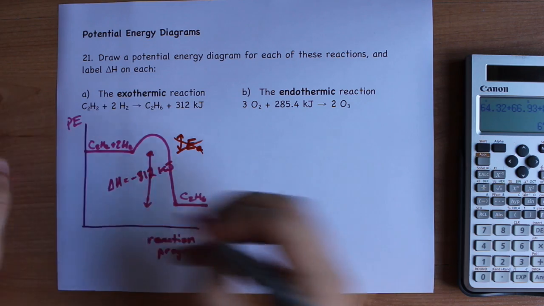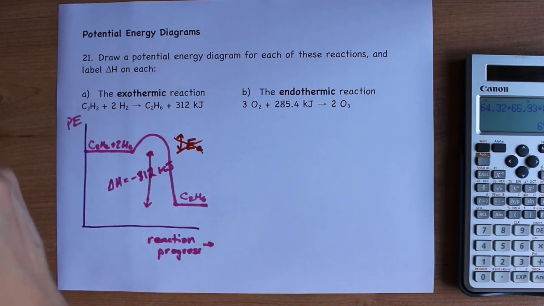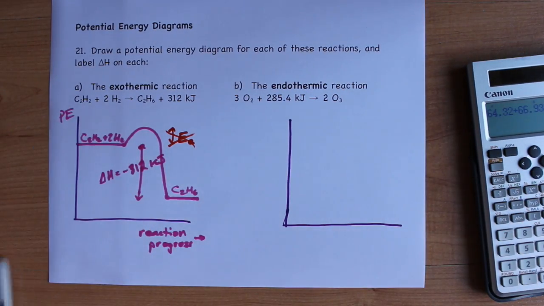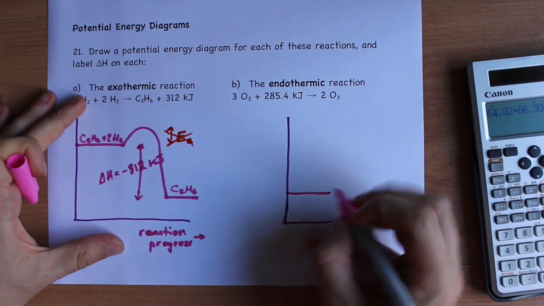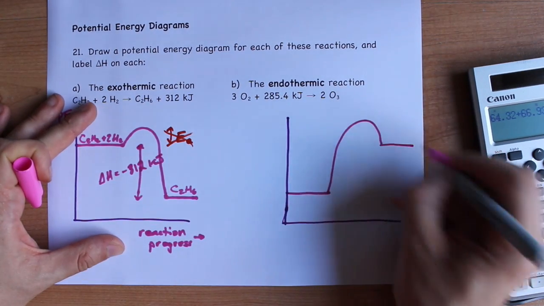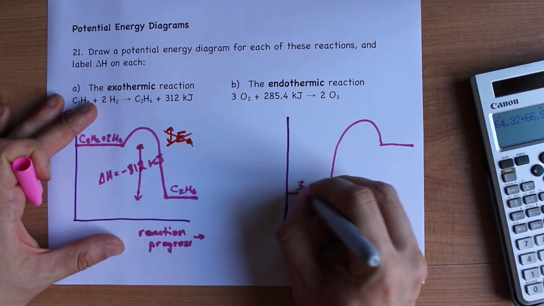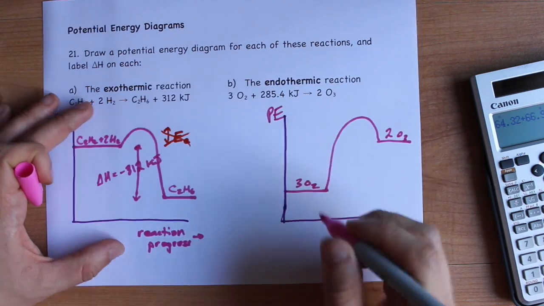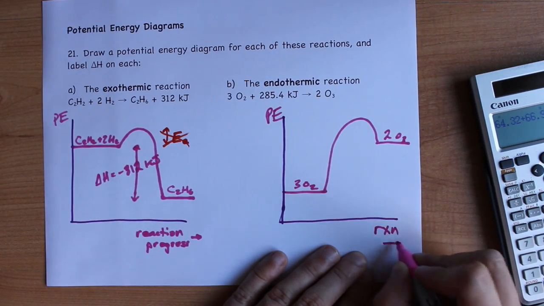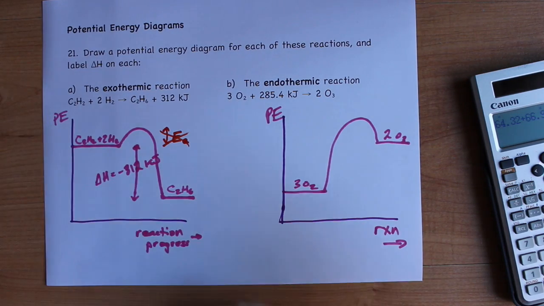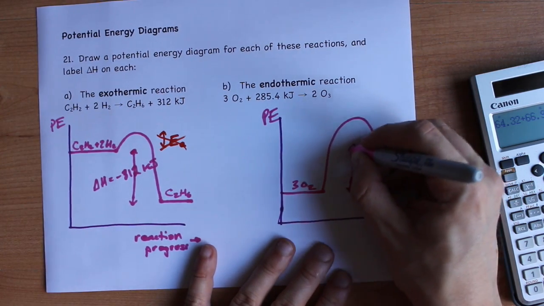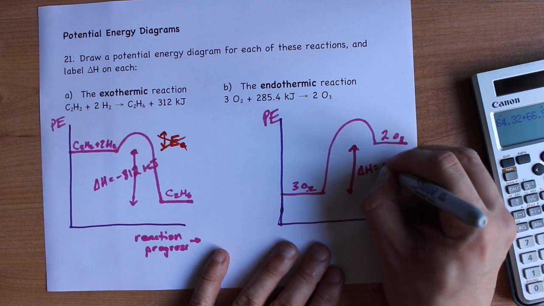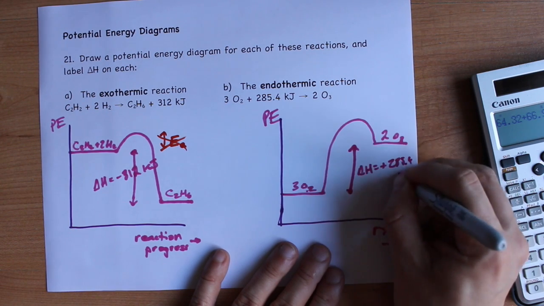How is an endothermic reaction any different? Well, the only thing is that the reactants are at a lower energy level than the products because you need to put energy in to push the reactants up into the product state. Here we have three O2s, and here we have two O3s. We're still measuring the potential energy. We still have the reaction progress going from left to right, but here we have to put energy in to make the O2 into O3. The delta H here is positive 285.4 kilojoules.